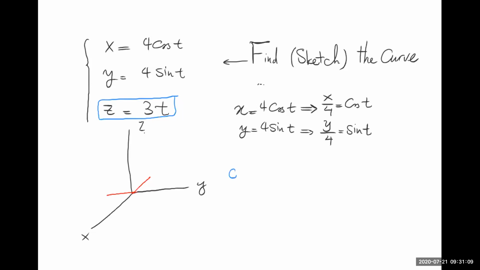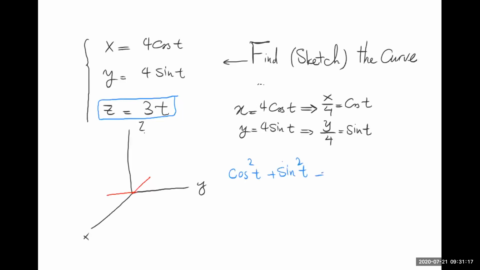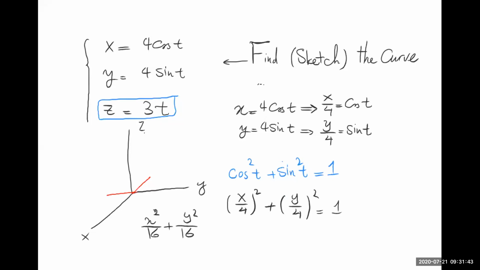Now let's write down the key equation. I told you the key equation is cosine of t squared plus sine of t squared equals 1. Right, that's the important thing. But cosine itself is x over 4, and sine itself is y over 4. Therefore, (x over 4) squared plus (y over 4) squared equals 1. Therefore, x squared over 16 plus y squared over 16 equals 1. Therefore, x squared plus y squared equals 16.